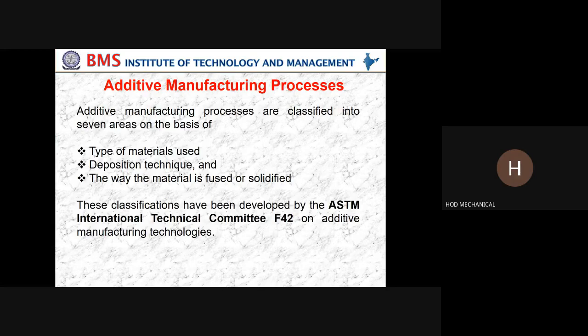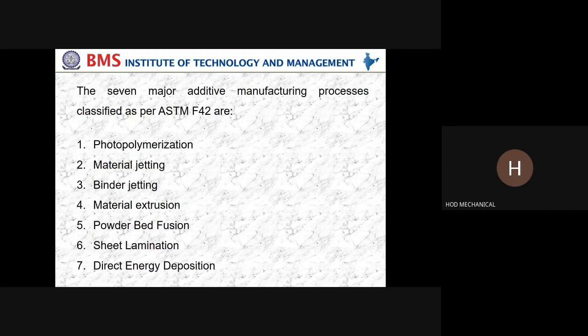Now, what are the different processes? This is the way the classifications are going to be based on. By considering this, the 7 different additive manufacturing processes are: photopolymerization, material jetting, binder jetting, material extrusion, powder bed fusion, sheet lamination, and direct energy deposition. These 7 are the processes used to produce the component, so these processes are going to be important.